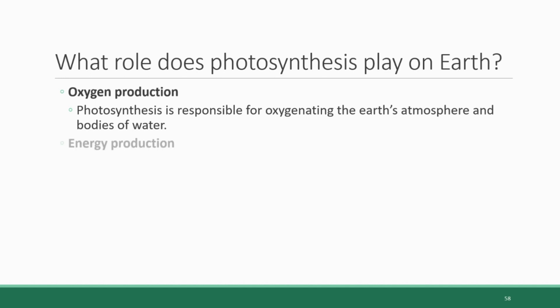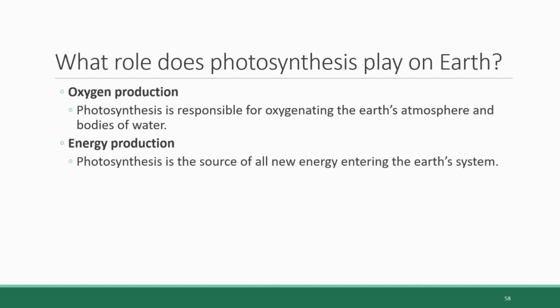The next is energy production. This one we have already described in some detail. Photosynthesis is the gateway through which new energy enters the Earth as a system. In nearly every ecosystem, all of the energy can be traced back to the sun via photosynthesis.